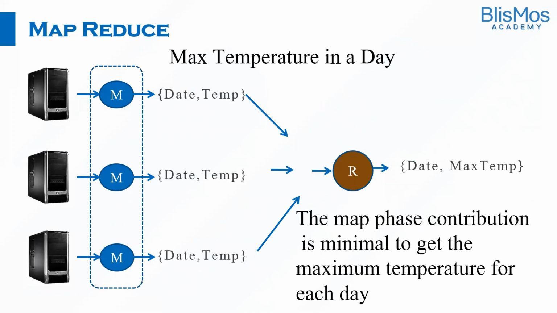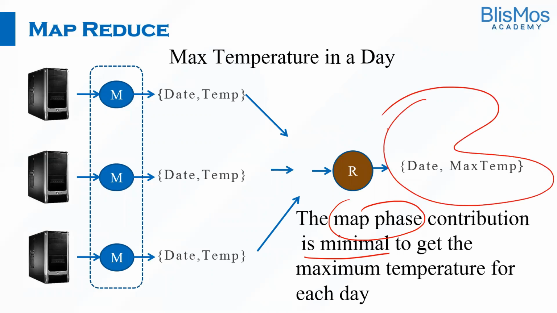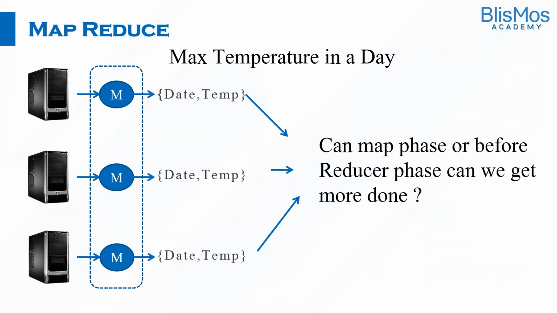Don't you think the map phase contribution is very minimal to get the final output, that is the maximum temperature for each day? Don't you think so? Yes, if you really see, that is what is happening here. Contribution from the map phase is very minimal. So is there any way, can map phase or before reducer phase can we get more done?